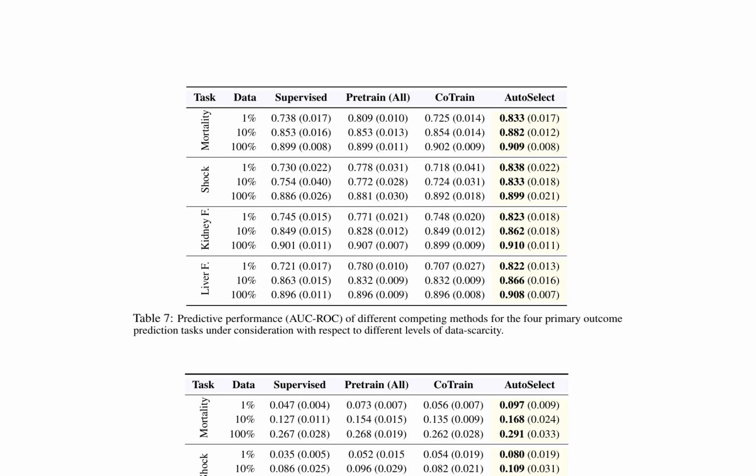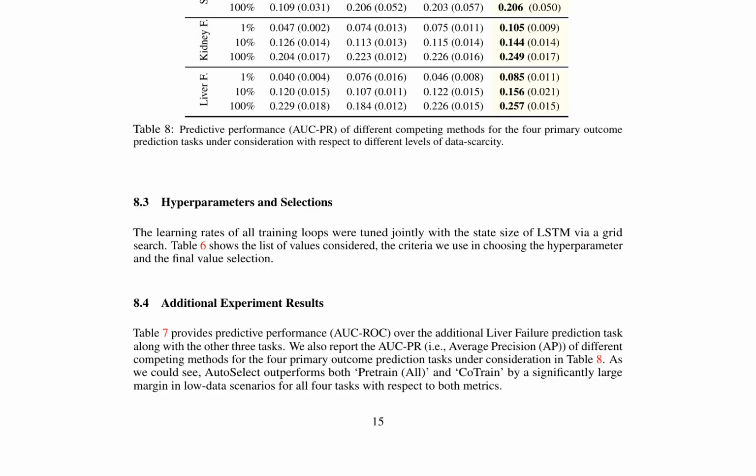The results, presented in Tables 7 and 8, show the area under the receiver operating characteristic curve, AUC-ROC, and average precision, AUC-PR, of each method at 1%, 10%, and 100% data scarcity levels. Auto-select outperforms both pretrain-all and co-train by a significant margin in low data scenarios for all 4 tasks, achieving higher AUC-ROC scores across all tasks and data scarcity levels. The largest improvements are seen in the low data scenarios.